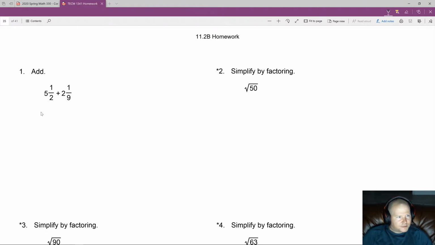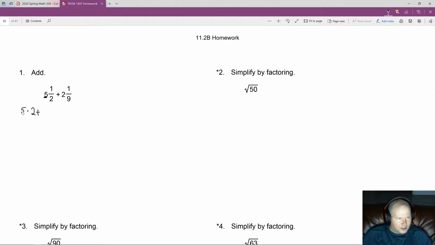11.2b homework. So 5 and 1/2 plus 2 and 1/9. First, I'm going to convert these mixed numbers, and they're called mixed numbers because they have the whole number and they have a fraction, into improper fractions. So I'm going to say 5 times 2 plus 1. So 5, which is the whole number, times the denominator 2 plus the numerator 1.